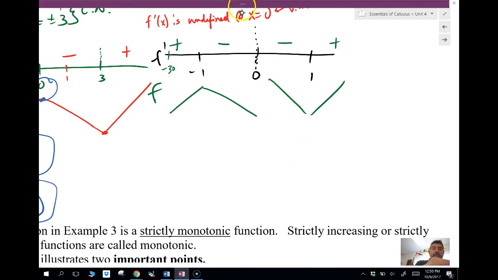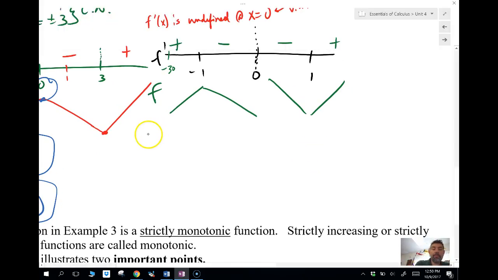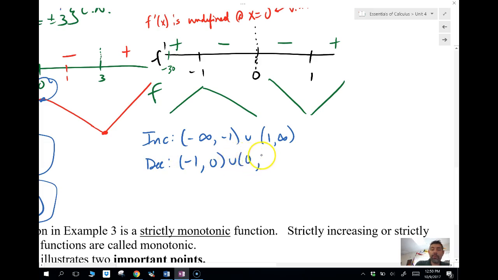So where is it increasing? Well, it's increasing on the interval from negative infinity to negative 1, and then again from 1 to infinity. It's decreasing on the interval from negative 1 to 0, and then again from 0 to 1.